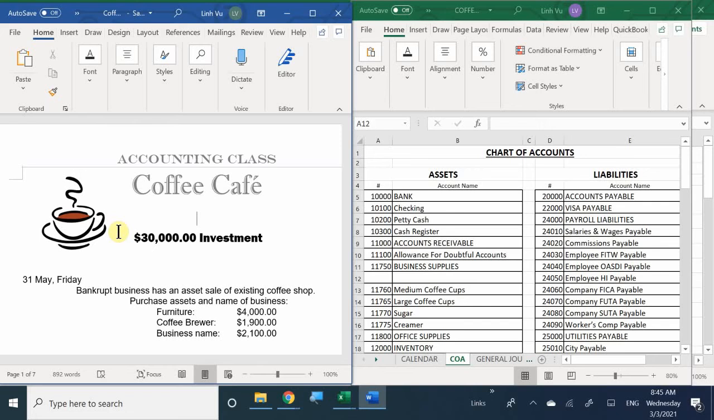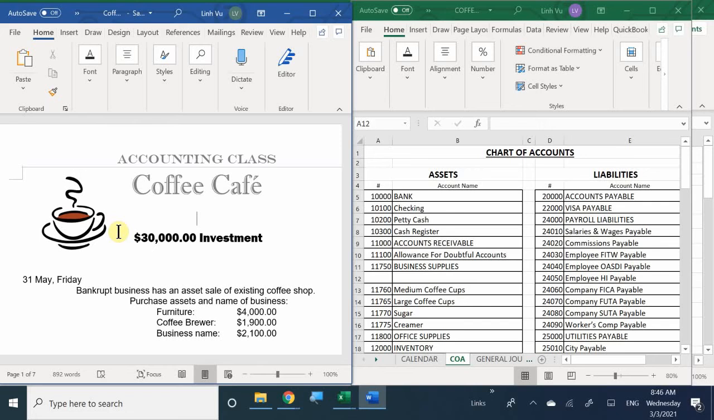We purchased furniture for $4,000. We also purchased a coffee brewer for $1,900, and we also bought the business name. What we're essentially doing here is this local business that went bankrupt was already a pre-existing coffee shop. So now we're buying it out because it went bankrupt, and we're going to continue its business selling coffee. However, we need to make a few changes.